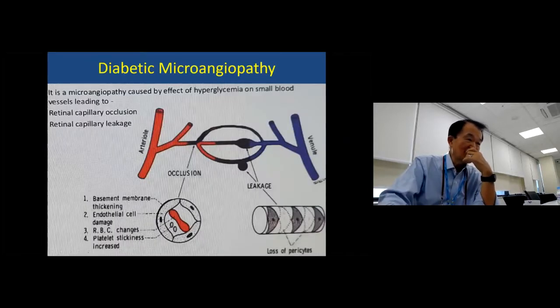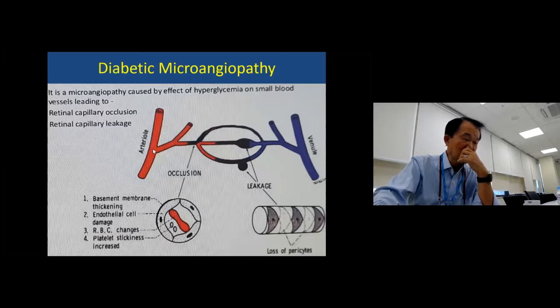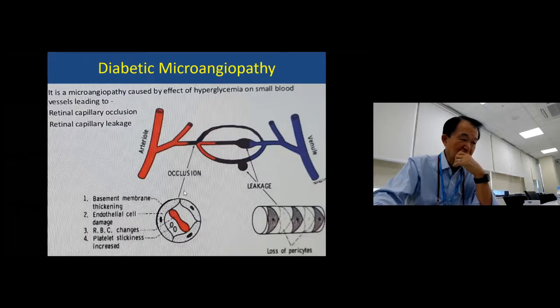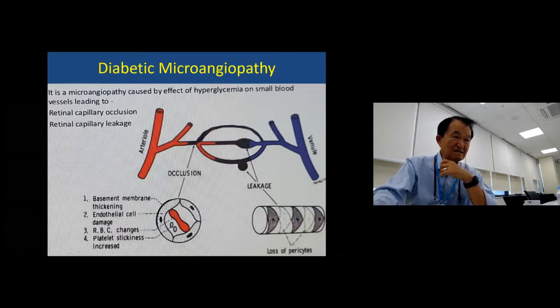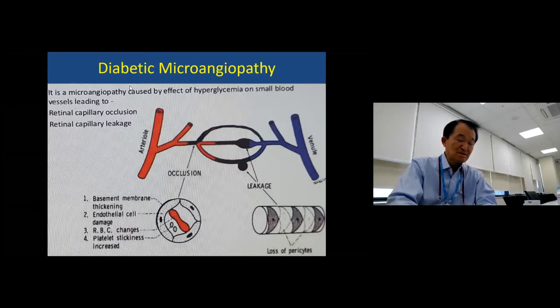So see, just like in the brain, the tiny vessels in the retina, arterial and venous, are connected here. And then these tiny vessels get occluded by thickening of the basement membrane and arterial damage, with some red cells and platelets, and then leaking here. So loss of pericytes, that's a major problem.